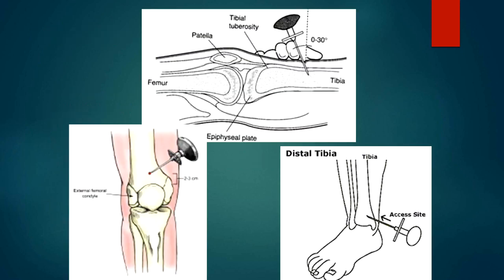Some access points for IOs. In children, you've got your tibial plateau, you've got your distal tibia, and you've got your femoral. There is a humeral, and you can do an iliac, but typically you'll want to do tibial or femoral in pediatrics.